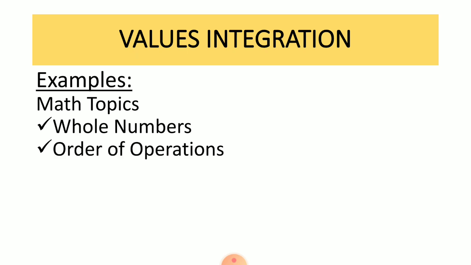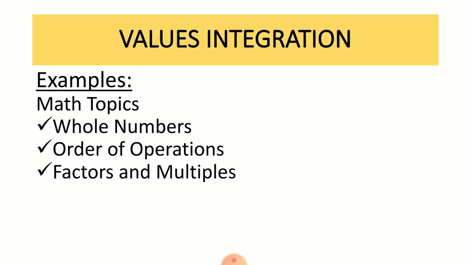Another, we have the order of operations. You can relate this lesson to the importance of obeying rules or order for self-management and doing things one step at a time. You may ask the questions, why are rules important? What aspect of obeying rules did you find quite challenging in the past? Or what step-by-step process do you follow in solving your problems? That is the values integration on order of operations.